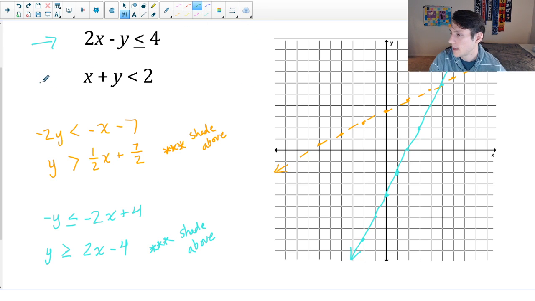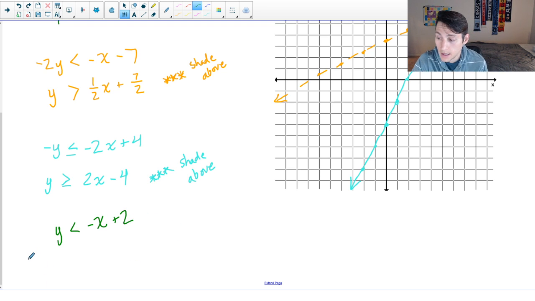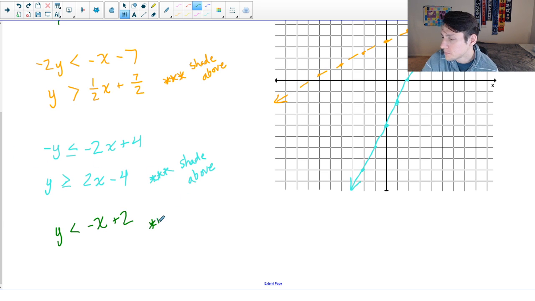All right, and last equation, x plus y is less than 2. So subtract x from both sides. Y less than negative x plus 2. I don't need to divide anything because it's just y on the left side. It's not a negative. There's no coefficient. So, great. It's a less than, so we want to shade below.